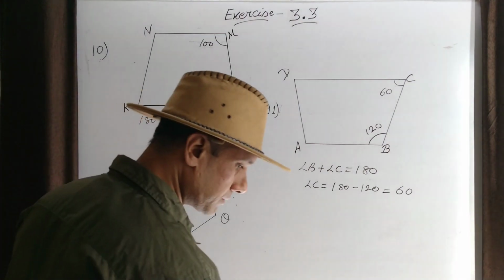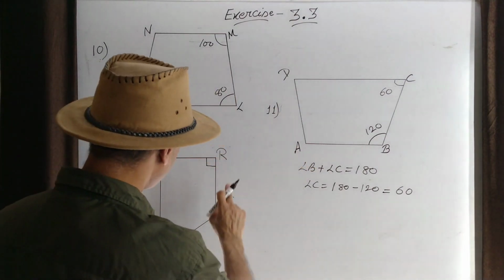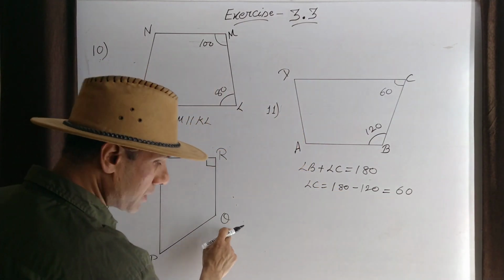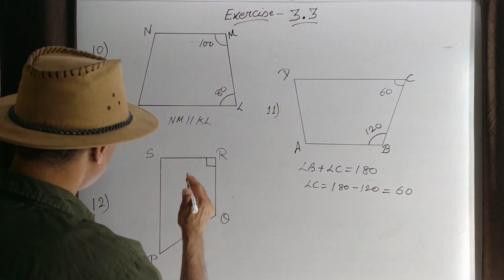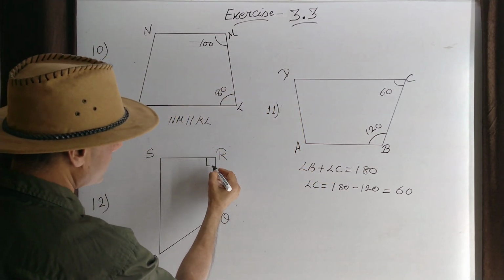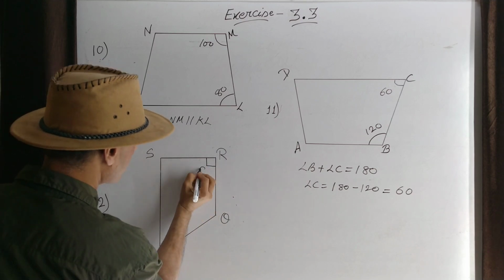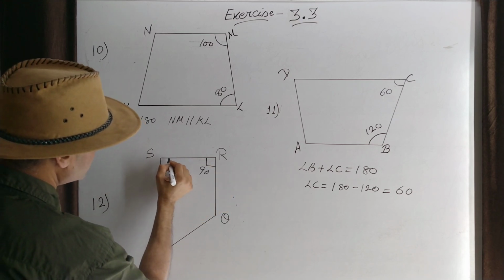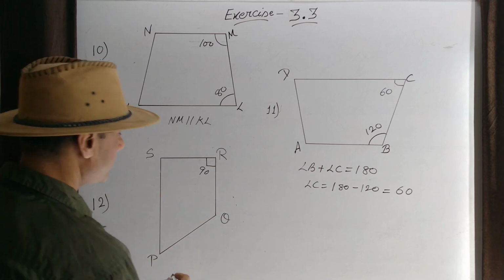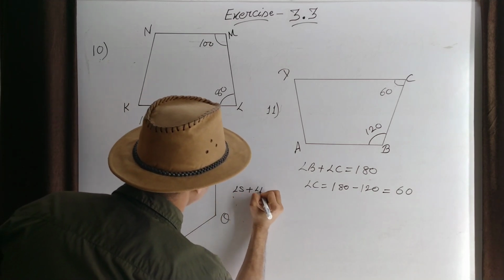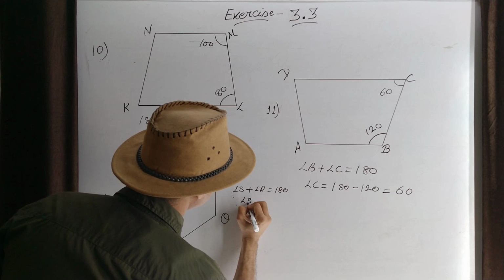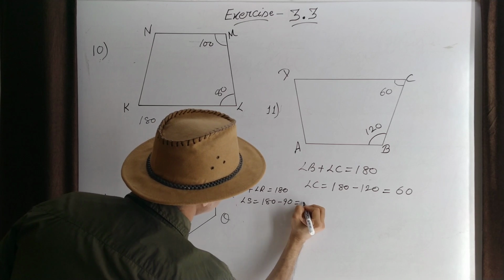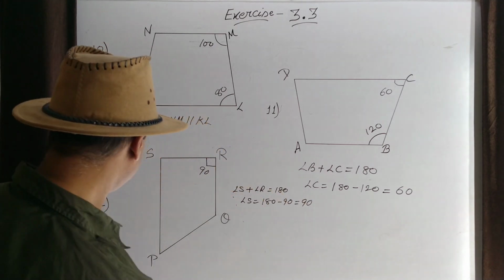Question number 12. We have to find the measures of angle P and angle S if SP is parallel to RQ, and angle R is 90 degrees. So these two interior angles should sum up to 180 degrees. So angle S plus angle R is equal to 180 degrees. So angle S is equal to 180 minus angle R, that is 180 minus 90, which is 90 degrees. Clear?